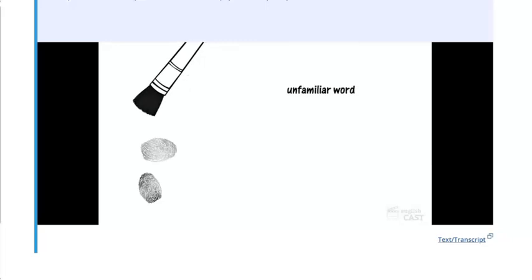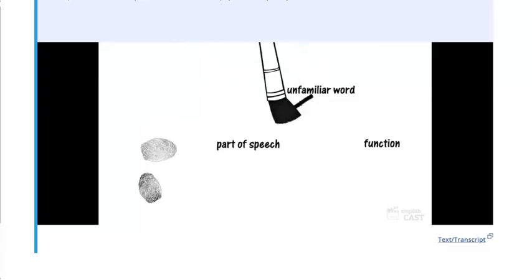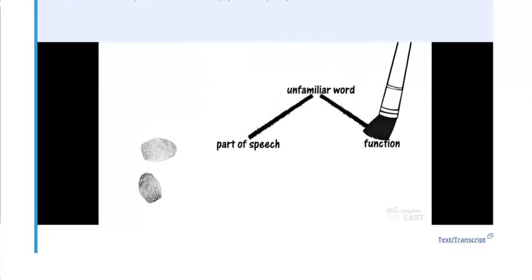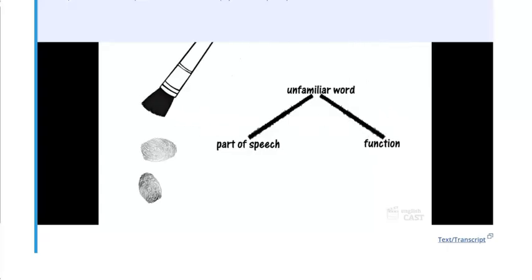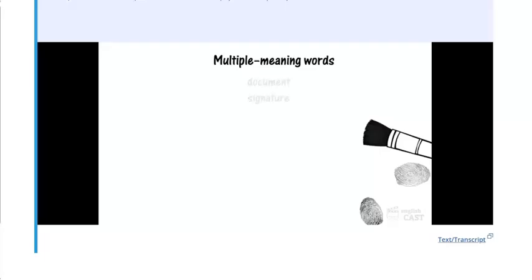Sometimes, you may have to dig deep for a definition. Using an unfamiliar word's part of speech can help you determine its meaning. A word's function in a sentence can also be useful. Ask yourself, how is this word being used? This is especially true for words with multiple meanings. These words look the same, but can have very different meanings.